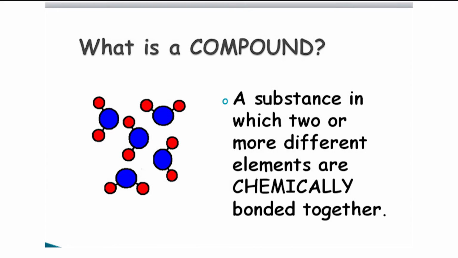Right now, what is a compound? A compound is a substance in which two or more different elements are chemically bonded together. As an example, we have water, H2O, which is formed from two atoms of hydrogen chemically bonded with one atom of oxygen.